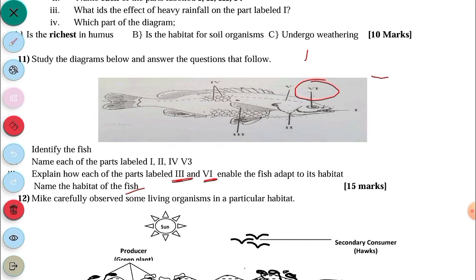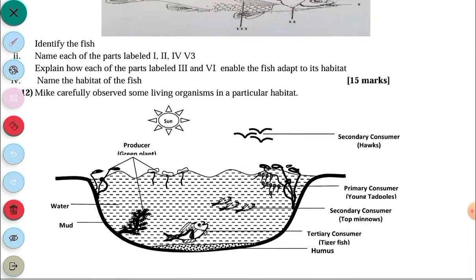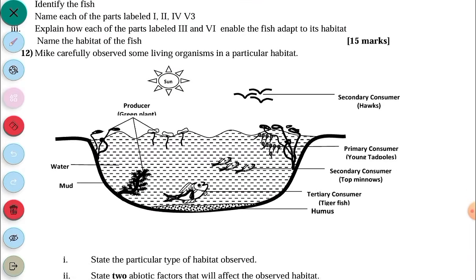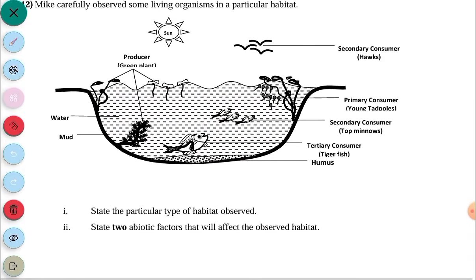Question 12. So we have this beautiful diagram here. We are asked to state a particular type of habitat observed. This is a freshwater habitat, or specifically a pond. Then II says name 2 abiotic factors that will affect the observed habitat. So abiotic factors, non-living factors. We have water temperature and then light availability.